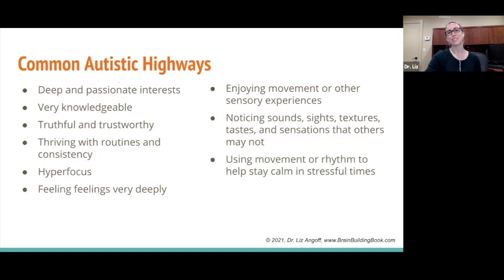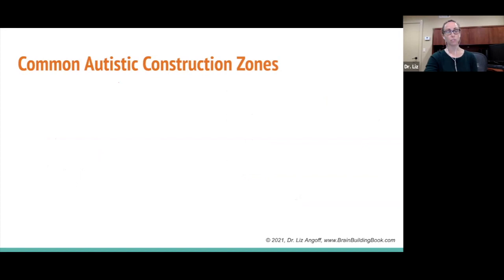Using movement or rhythm to help stay calm in stressful times, which is a skill that many others may not have or may not have found. And then finding unique ways of communicating. So, of course, autistic construction zones are a lot of things that can be really challenging. But again, I want you to take a look at the way that I've framed some of these things because the language is really intentional. So finding friends I can connect with can be really challenging.